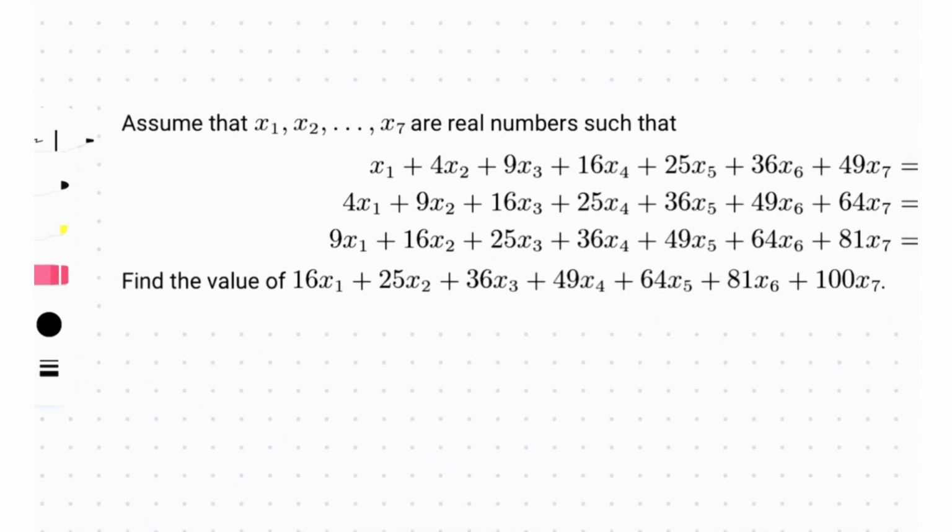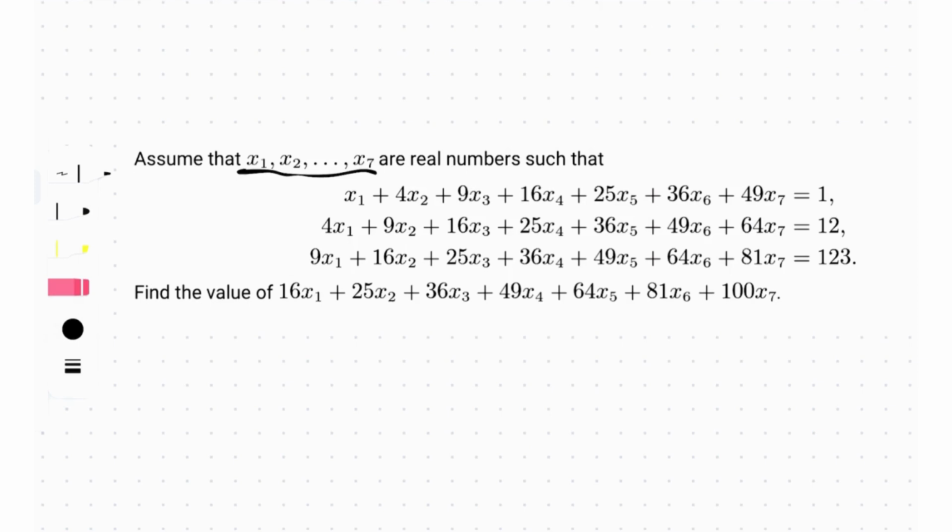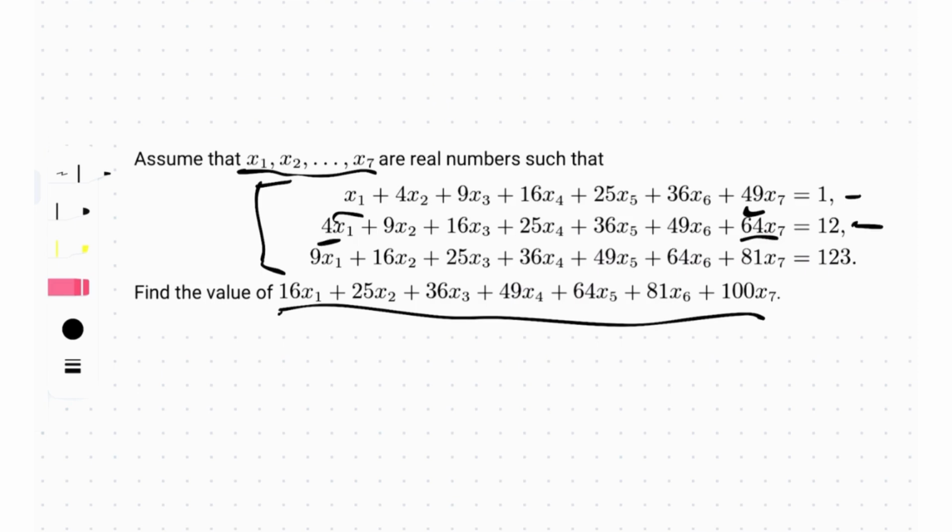In this problem, we're given a set of equations in x, and we're to find the value of this complicated expression here based on these three expressions that we're given. Now we might notice that these seem to follow a pretty obvious pattern. The coefficients of this first equation are all the squares from 1 through 7. The coefficients of the second equation are all the squares from 2 to 8, and then 3 to 9, and then finally, for the equation that we're trying to find, 4 through 10.